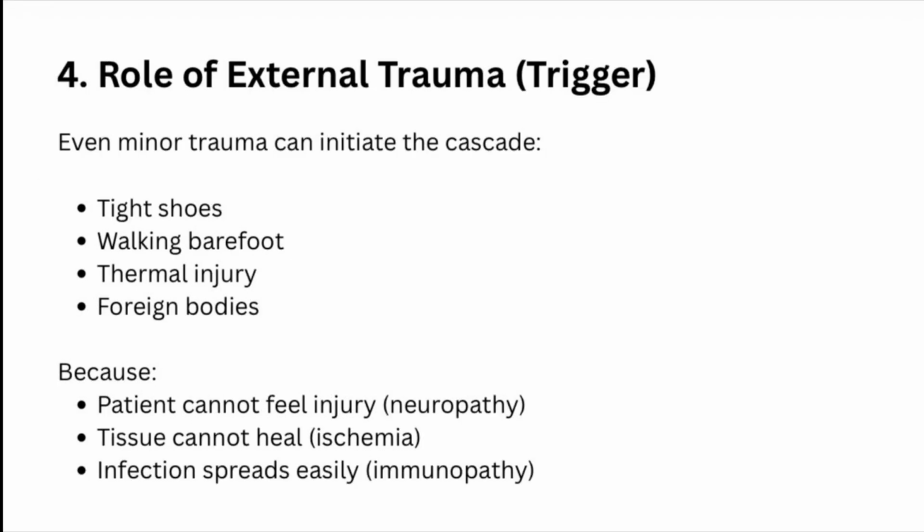Now, an important point. External trauma is often the trigger that starts the whole process. Even minor trauma can initiate ulcer formation. Examples include tight shoes, walking barefoot, thermal injuries, or small foreign bodies. The reason this becomes serious is because of the underlying pathology. The patient cannot feel the injury due to neuropathy. The tissue cannot heal properly due to ischemia, and infection spreads easily due to impaired immunity. So what starts as a minor injury can rapidly progress into a serious complication.